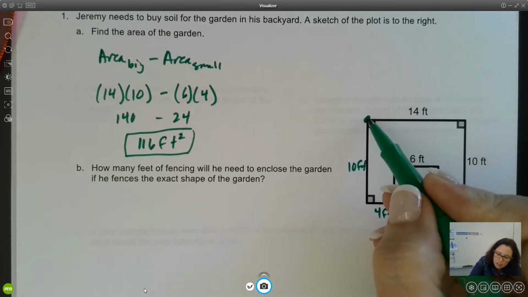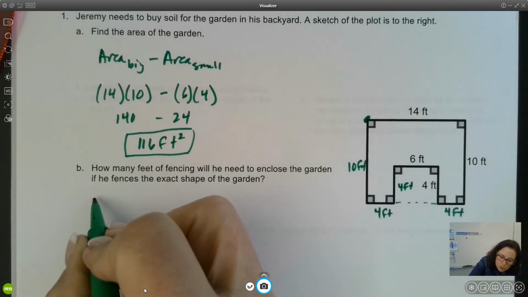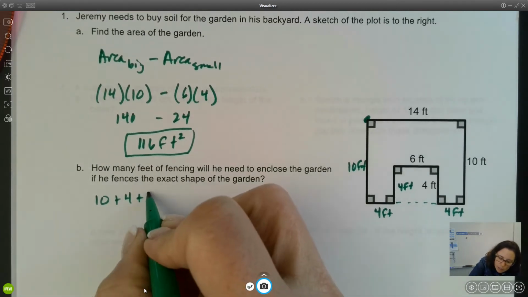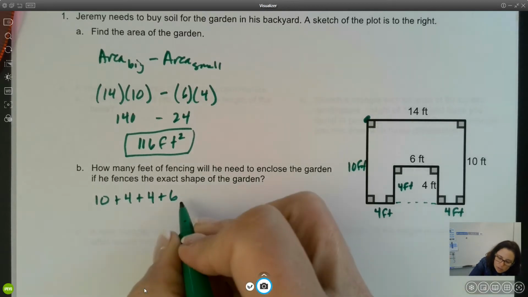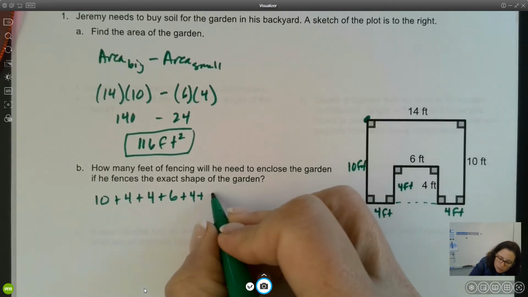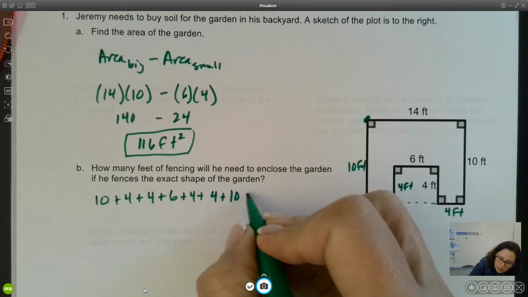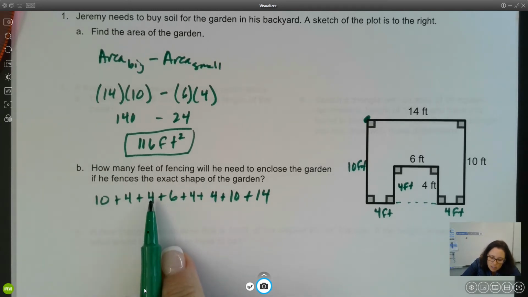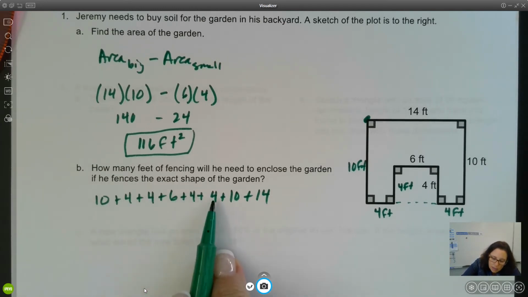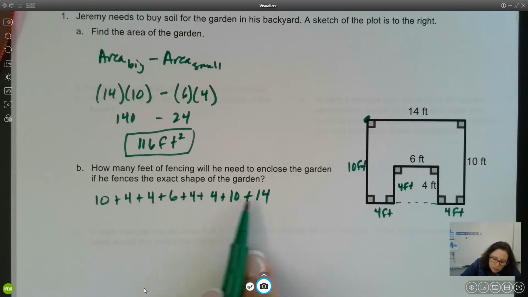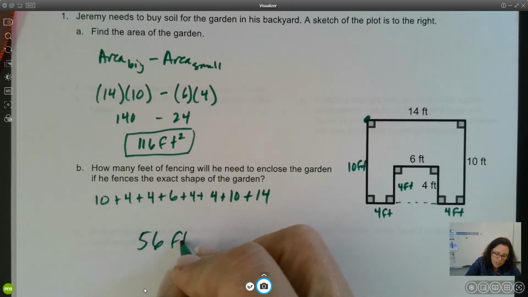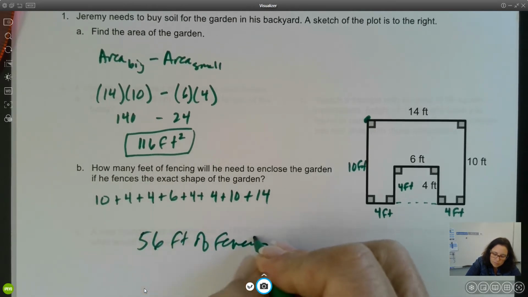Okay, so I'm going to start here and walk around the shape. So I've got 10 plus 4 plus 4 plus 6 plus 4 plus 4 plus 10 plus 14. All right, so adding all these up, 14, 18, 24, 28, 32, 42, 56, I'm getting 56 feet of fencing is needed.